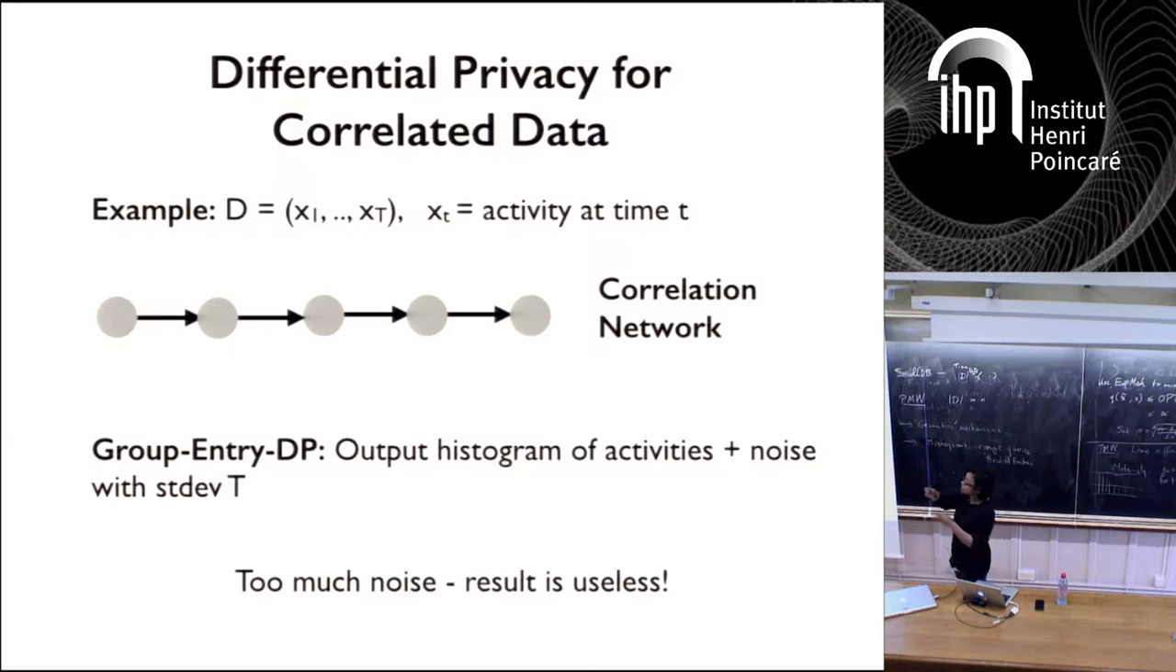So there is a lot of correlation between adjacent time entries. If you look at time entries that are far apart, the correlation is much less. But really everything is correlated, right? So you can't say that this group is correlated, but that group is not. And what ends up happening is you end up adding noise with standard deviation t, which is the total length of the chain, and the results are not very useful. Okay, so this is what would happen.